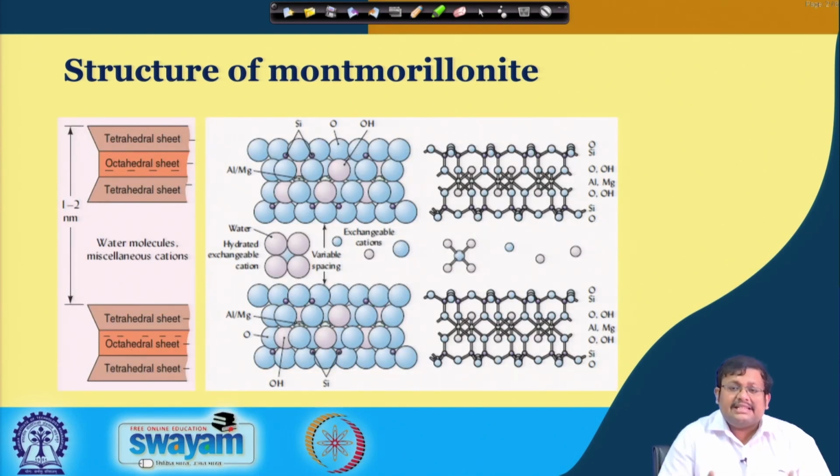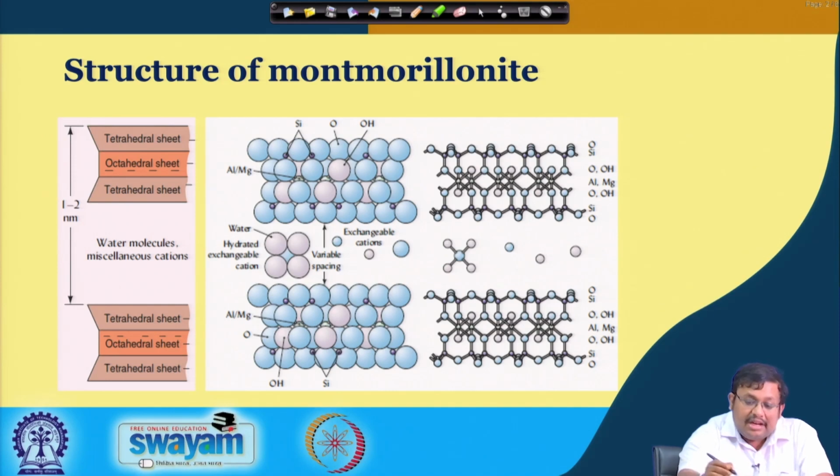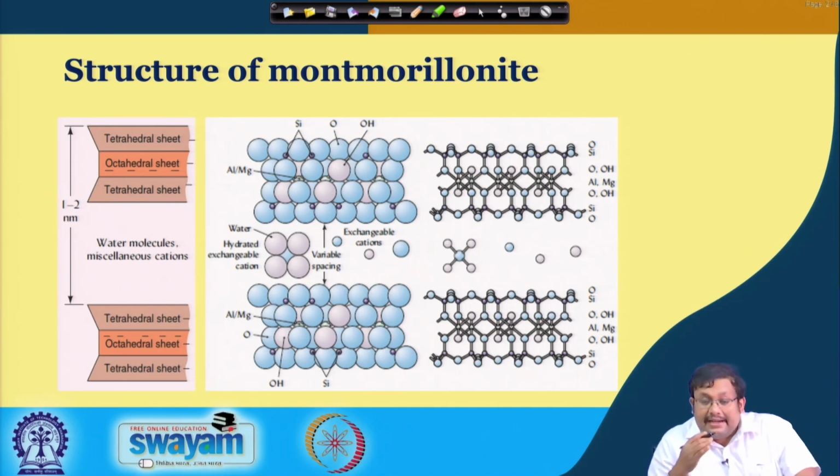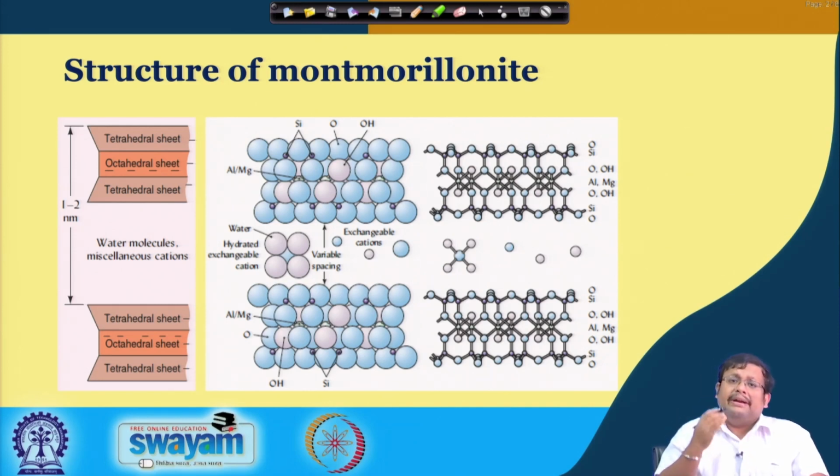So, this is in detail about the structure of montmorillonite. Remember, the d axis spacing is 1 to 2 nanometer. It is a highly expanding type of mineral. So, here the d axis spacing is 1 to 2 nanometer. Now, what is the d axis spacing? D axis spacing is basically the distance between two repeating layers of atoms.